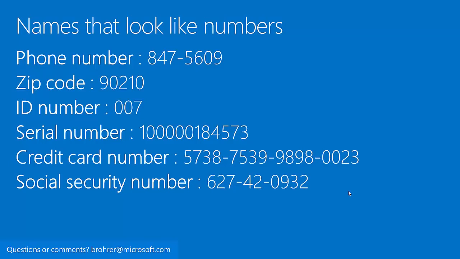Again, identification numbers, 007. There's lots of types of identification numbers. Serial numbers, credit card numbers, social security numbers. You change any one of those by 10, or by 1,000, or by 1,000,000, either way, they'll point to something completely different.